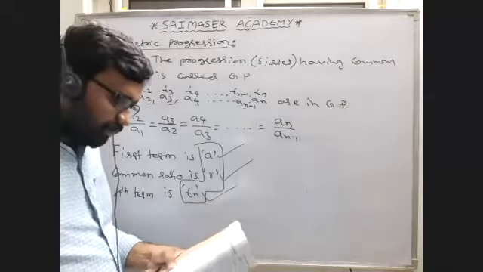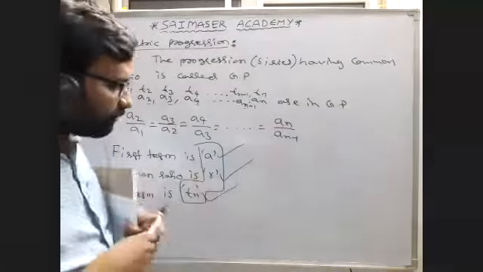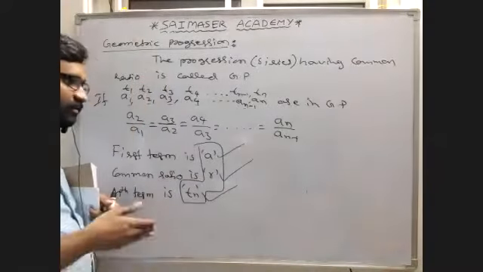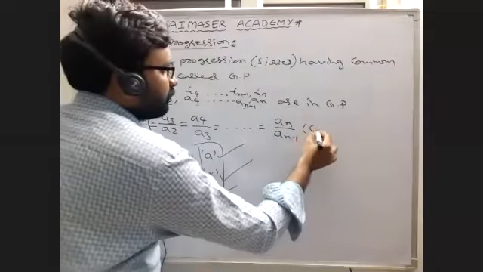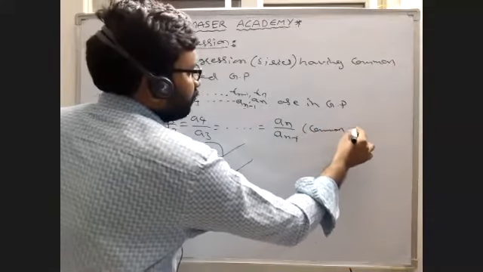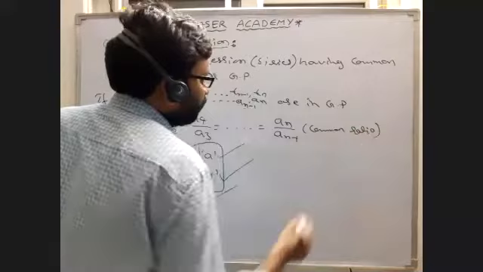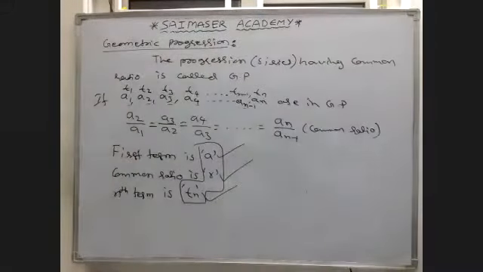So here, next, you have to copy compulsory. This is common ratio. Common ratio. Copy fast in 2 minutes. Everyone copy.